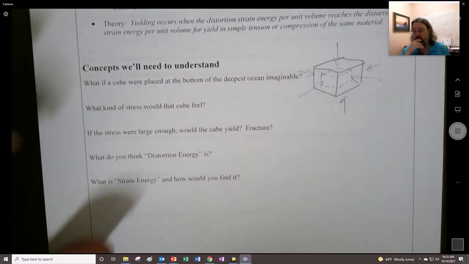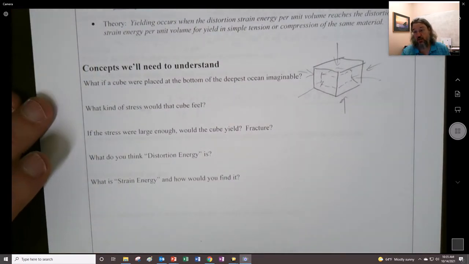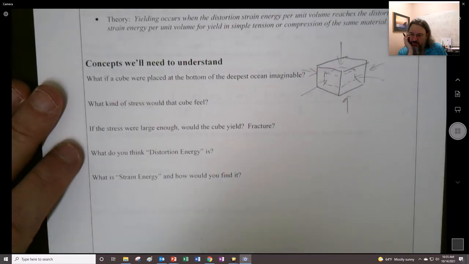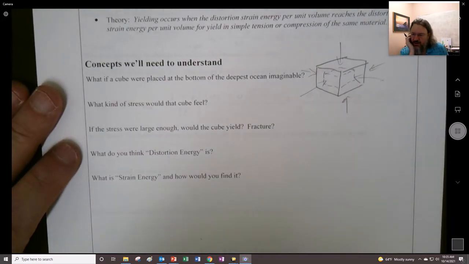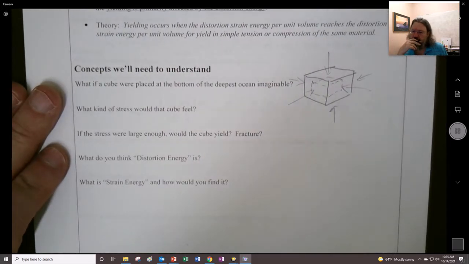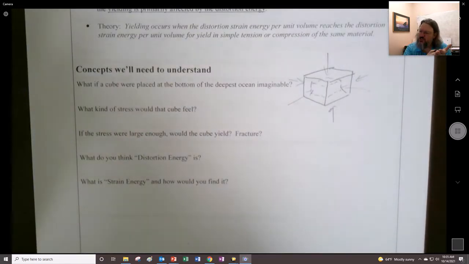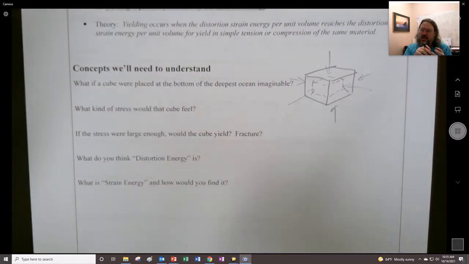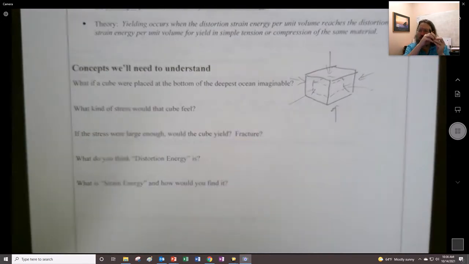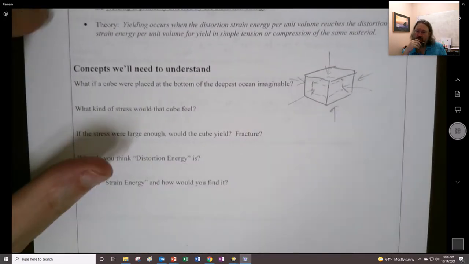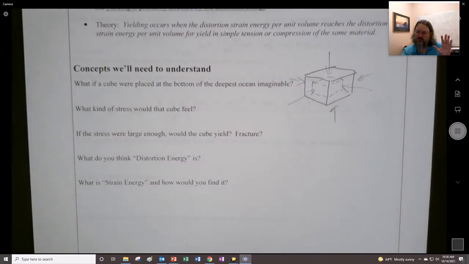So what kind of stress would it feel? It would be compression, right? And if the stress is large enough, do you think the cube is going to fail? Can you picture why it fails? Well, go back to what we talked about, the maximum shear stress theory. Wasn't it on the slip planes? Didn't that theory give us a picture that the way it fails is grains sliding across each other? But how is that going to happen when everything is equal? It's all just being crushed, right?